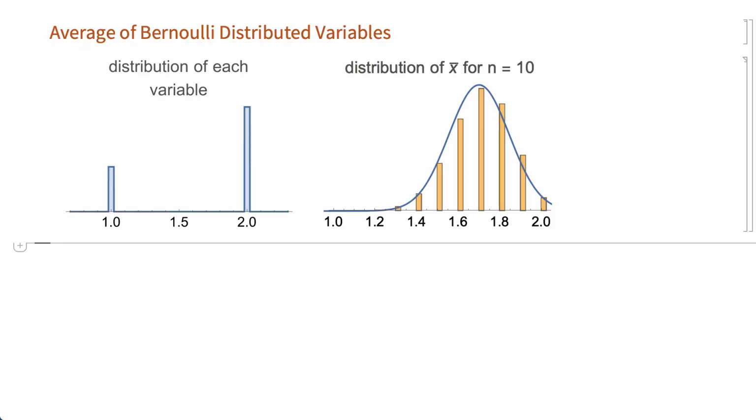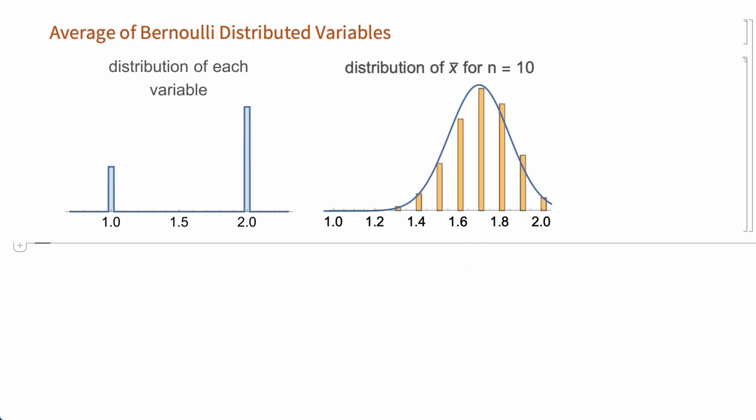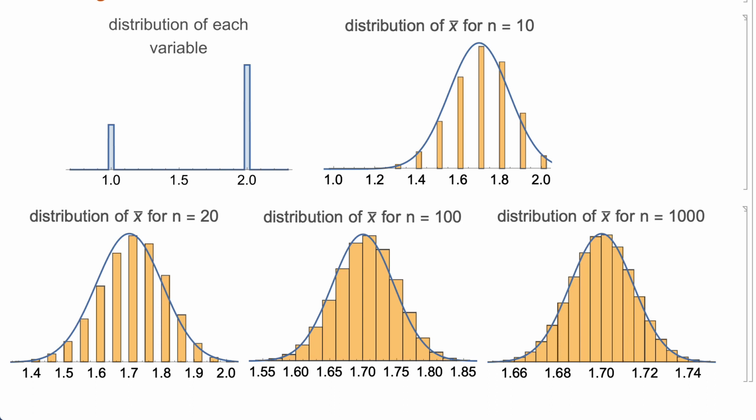For example, this shows the distribution of averages for n equals 10 variables where, instead of being distributed over a continuous range, the individual variables can only have values 1 or 2, which is a distribution called a Bernoulli distribution. Since the individual variables are discrete, the distribution of averages will also only have certain discrete values. As the value of n gets larger, however, the histogram of averages fills in the spaces in the range and the distribution of averages gets closer and closer to a normal distribution.